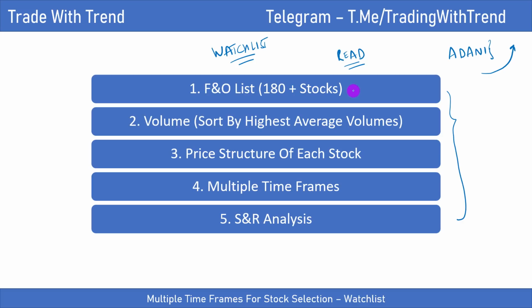So my list of stocks is only limited to the top 180 stocks that is defined in the FNO list by NSE Exchange. So this becomes my step one. In the second step, I then shortlist those stocks that have the highest average volumes over the last 20 sessions. So this is a number I use. You can use 40 trading sessions also. Just be consistent with what you select.